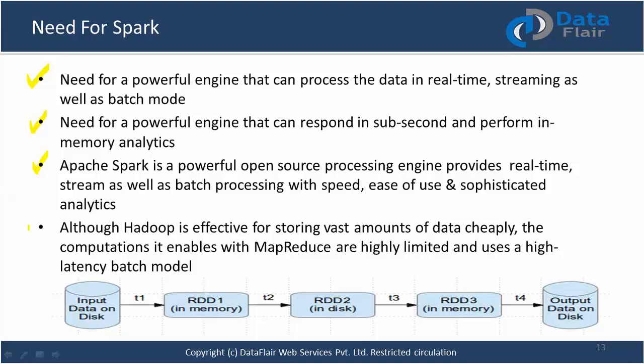Although Hadoop is effective for storing vast amounts of data cheaply, the computation it enables with MapReduce is highly limited, and it uses a high latency batch model.